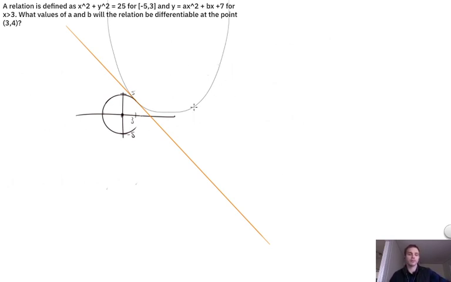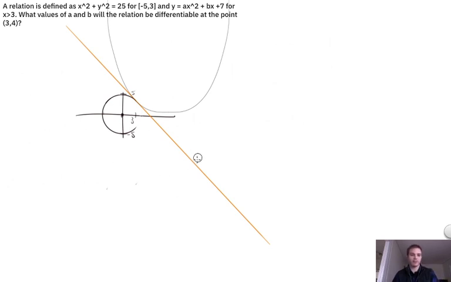And so we need this. So what does that mean? The derivative of this circle and the derivative of this parabola have to be equal at the point 3, 4. That is because their slopes are equal at that point, right? That's what it means to be differentiable. If this suddenly had a point here, a cusp, then it would not be differentiable. So we need to have that slope be the same.